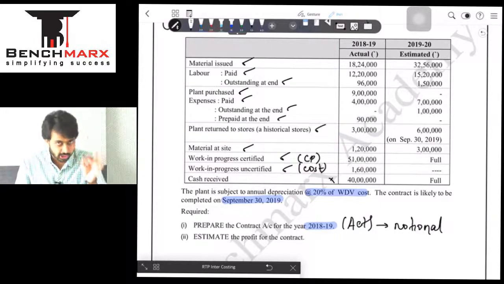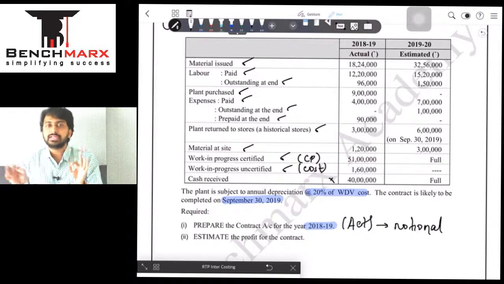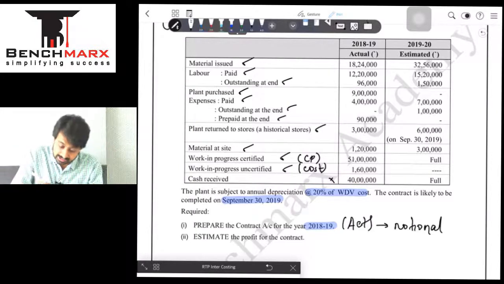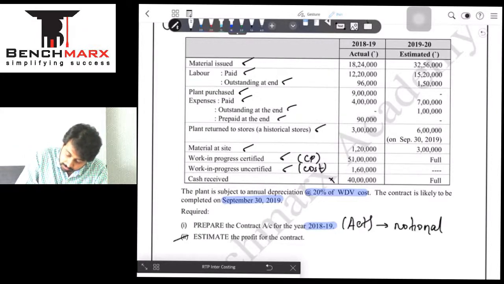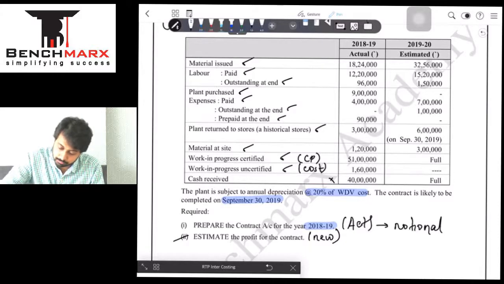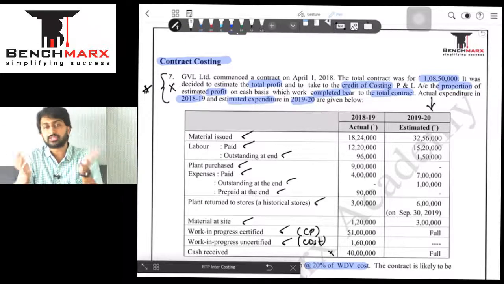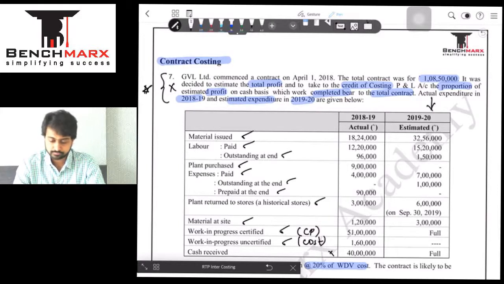Simply maintain the contract account, debit the expenses, credit the work certified and work uncertified, stock if any, balancing figure is my notional profit. That's the first part. Second part is something new that we haven't done before. We are going to find the total expected profit from the contract, for which I will consider this column as well. Expected wala, ye wala barabar. So the first column will be used for the first part, and the second column ka cost will be added to the first column's cost to get total cost and total revenue, and I will get the estimated total profit from the contract. Sorted.